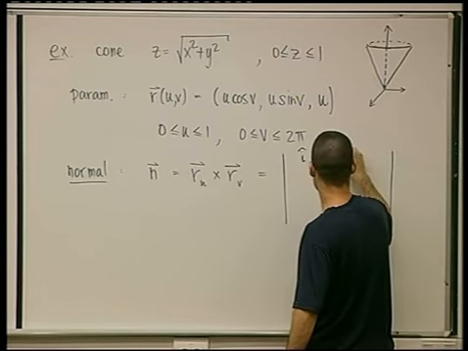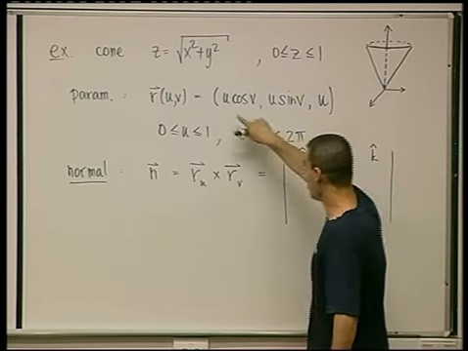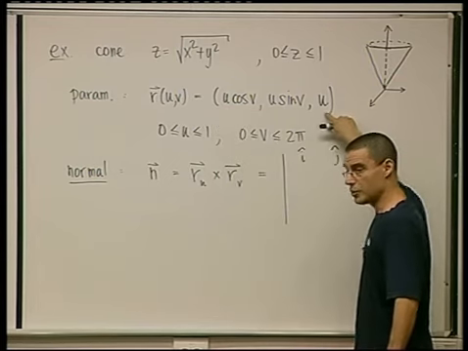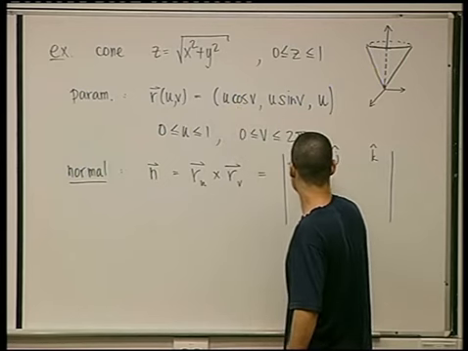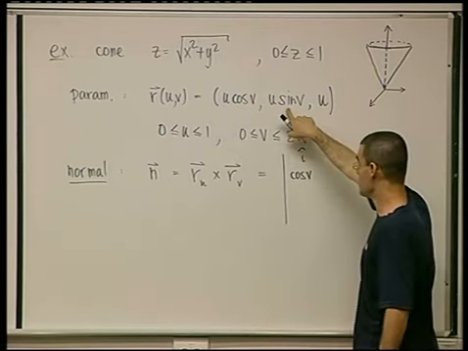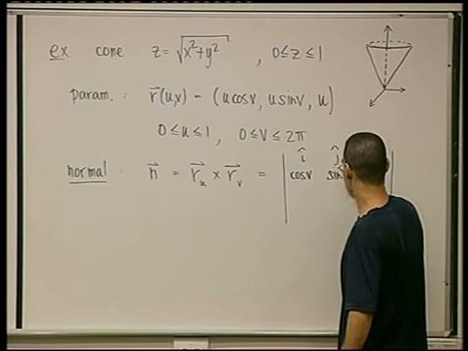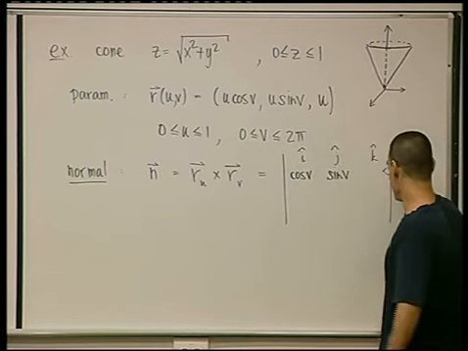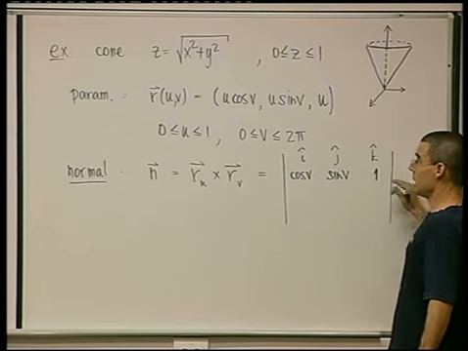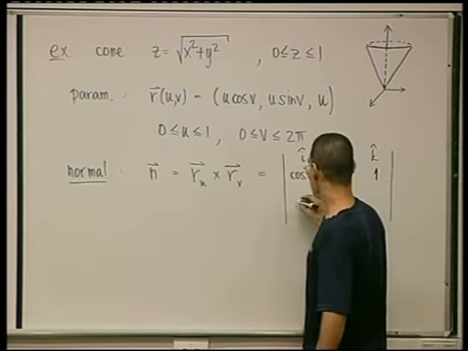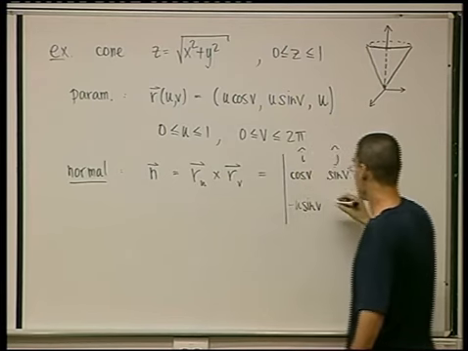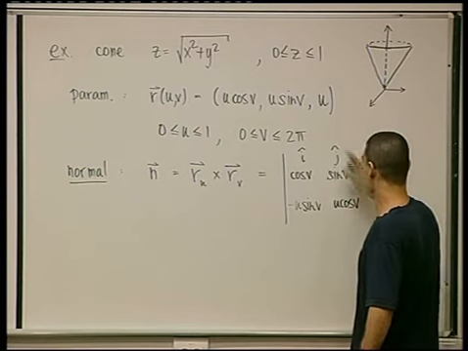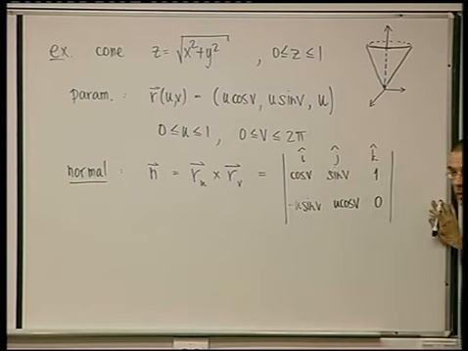What is Ru? Let's write it here: i, j, k. Ru is the derivative of the parametrization with respect to the parameter u. So it's cosine v, the derivative of this with respect to u is sine v, and the derivative of this with respect to u is 1. Then the derivatives with respect to v are minus u sine v, u cosine v, and 0. Did everybody follow that? Okay.